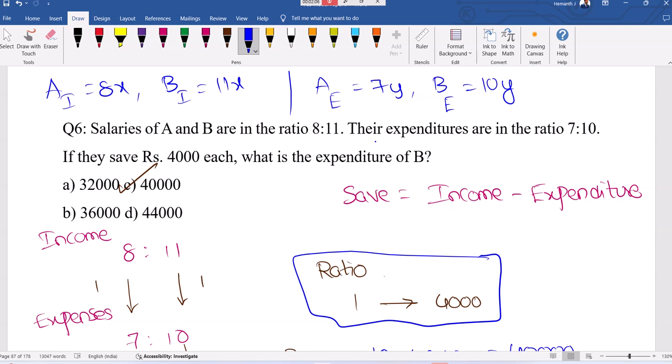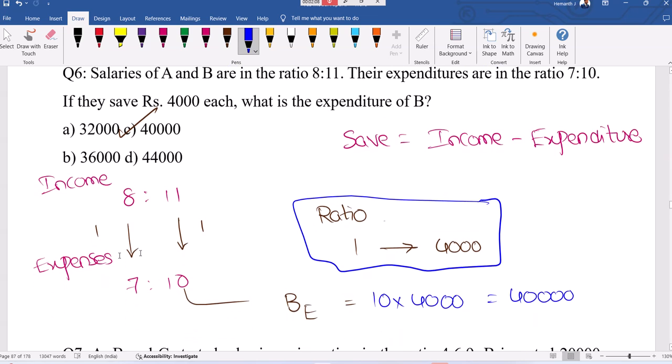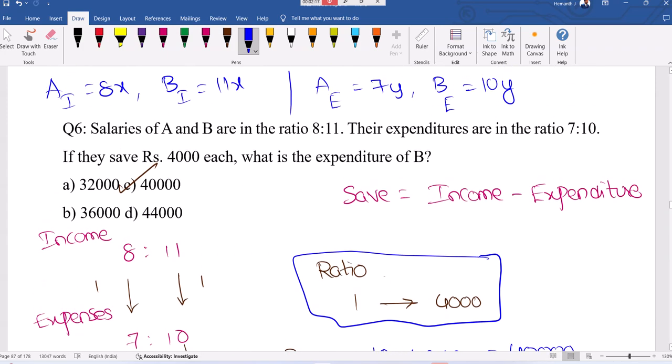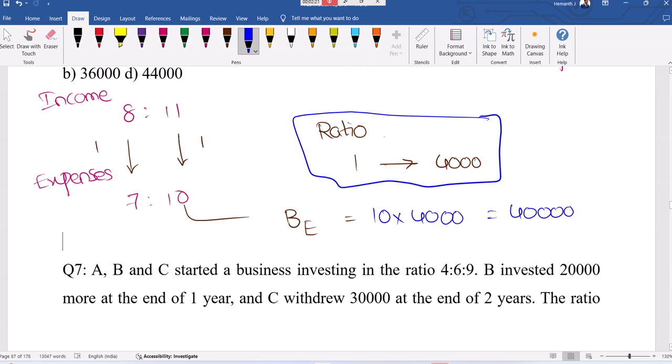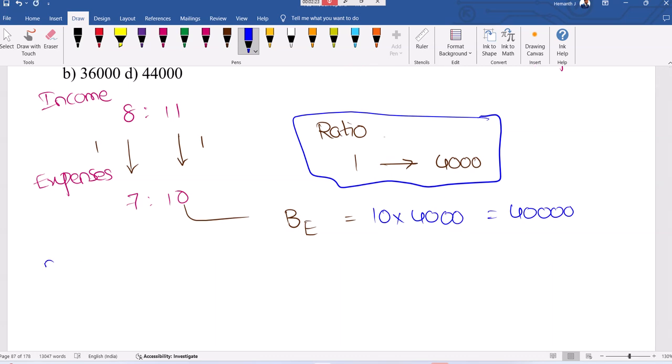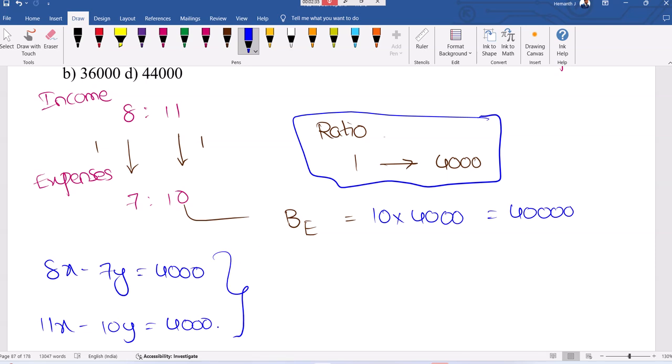But this question is a bit easy because the ratio is set in such a way that both differences remain the same. If both differences are not the same, then we need to adjust to solve. Otherwise, you can use this equation model. What is that equation model? 8x minus 7y is 4,000. That is A saving. 11x minus 10y, B saving, is 4,000. Two equations, two unknowns, solve for x and y.